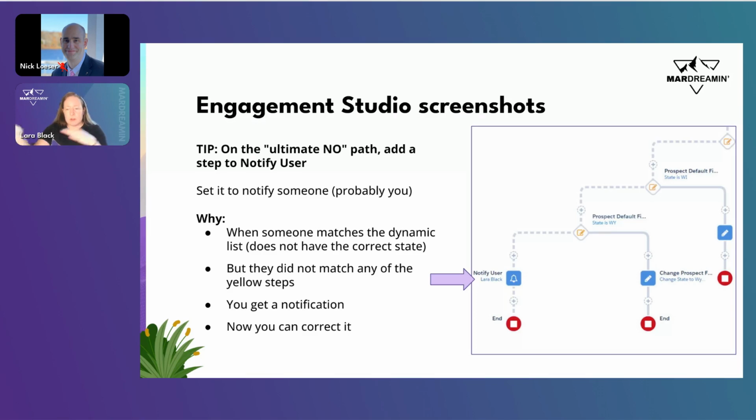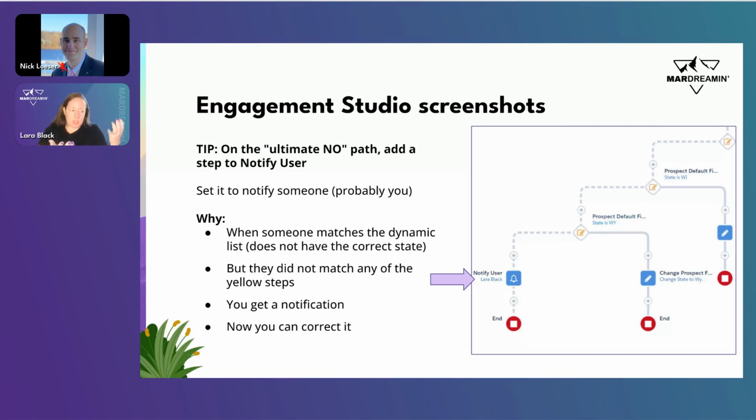So this is the very far left path of the program, what I call the ultimate no. If they made it through all those logic checks and still didn't meet a yellow one and go down a yes path, they're going to hit my ultimate no path. No, they didn't meet any of these logic checks. And it's going to send me a Pardot email, a notification that, hey, this person did something in this engagement studio.